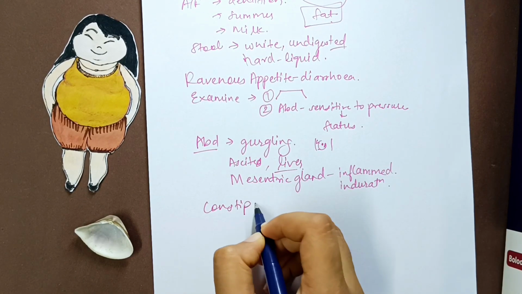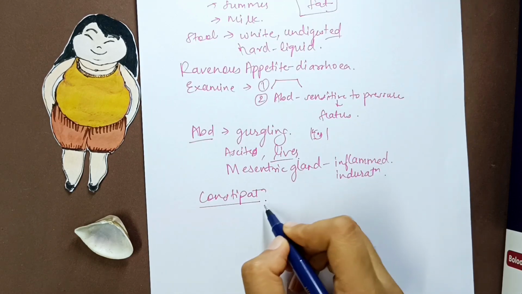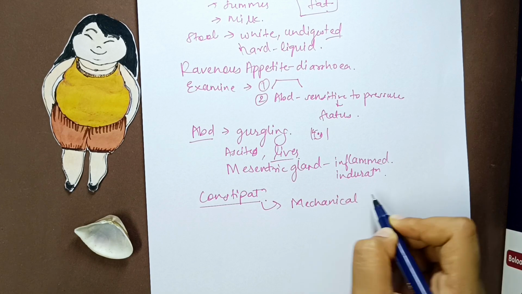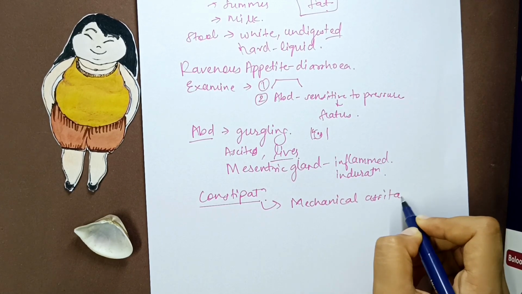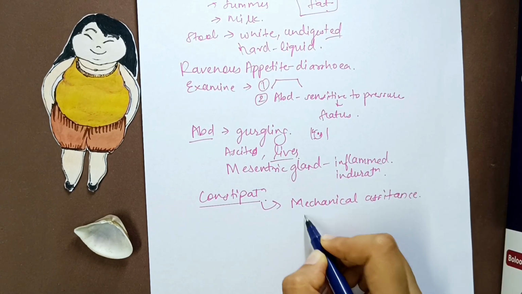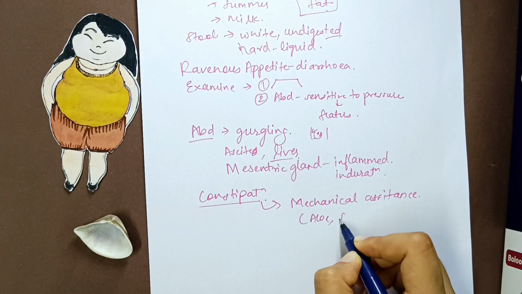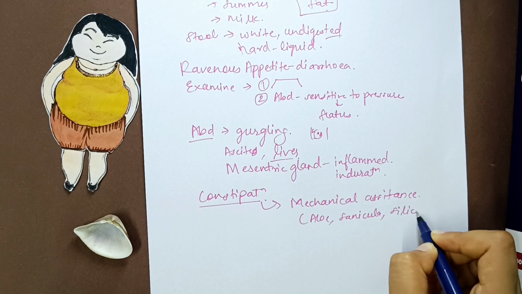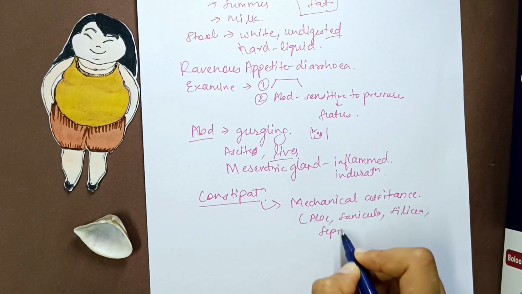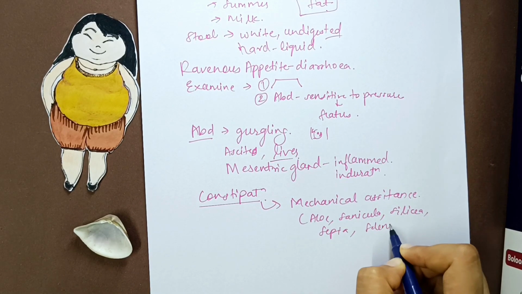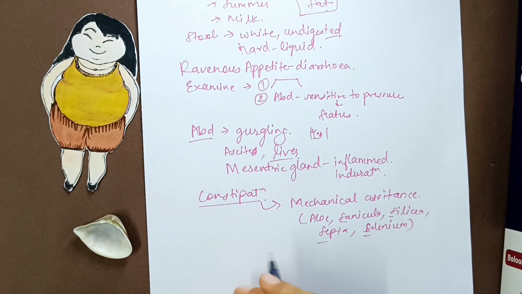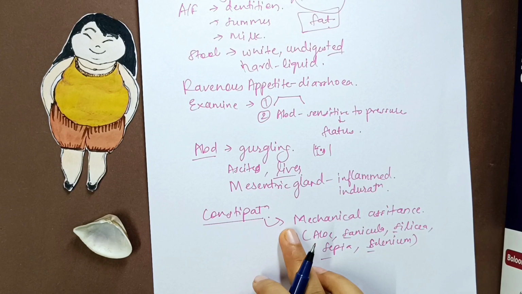Then there will be constipation. We talked about constipation. In constipation, the most important point was that the stools will need mechanical assistance. And I hope you can remember the other remedies which had the same thing. That was Aloe. The other remedies were Sanicula, Silicea, Sepia, and Selenium. So see, many S are there, right? Okay, then constipation also gives rise to hemorrhoids.